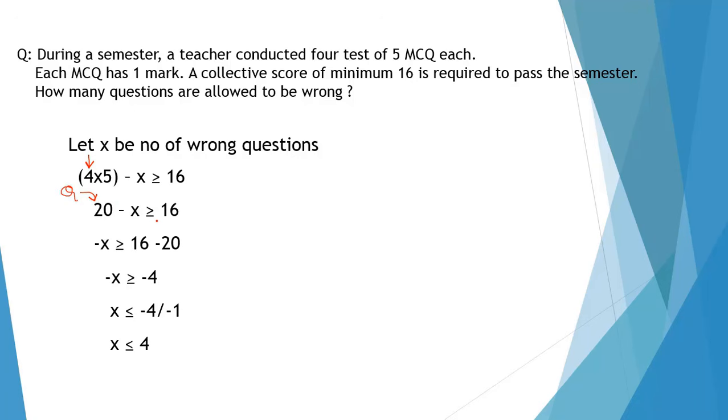20 minus x, if we subtract the wrong questions from the total, then this side should be greater than or equal to 16, because 16 is the minimum score required to pass the semester. Solve for x, and you should be very careful when there is a negative sign that should be divided or multiplied. X is less than or equal to 4.